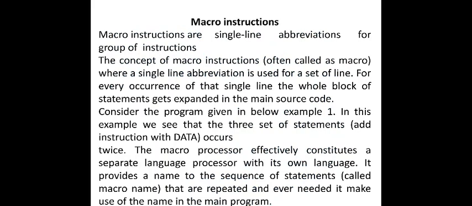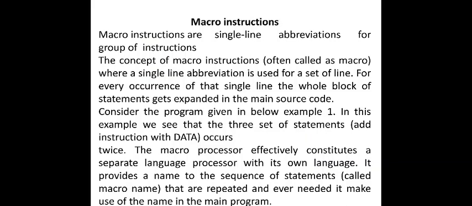Before going on to an example of a macro, let us understand more about what a macro instruction is. We understood that every macro should have a name, and that the macro should have some instructions. These macro instructions are single line abbreviations for a group of instructions. The concept of macro instruction, normally called a macro, is where a single line abbreviation is used for a set of lines. For every occurrence of that single line, the whole block of statements gets expanded in the main source code itself.